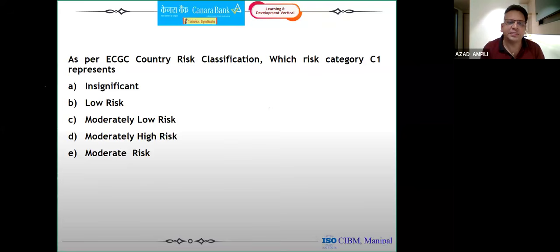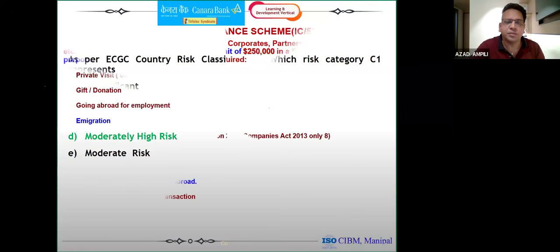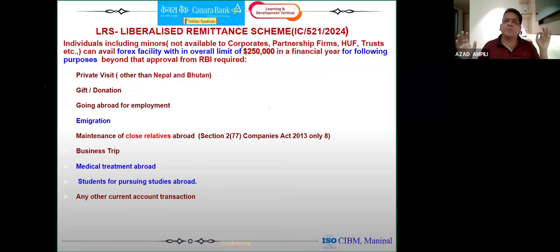As per ECGC country risk classification, which risk category C1? See, later I will bring this question. Now this topic has not been given. Skip this question. Right. Now we will come to LRS. Again, that question will come. Don't worry. Once I tell the topic, then the question.